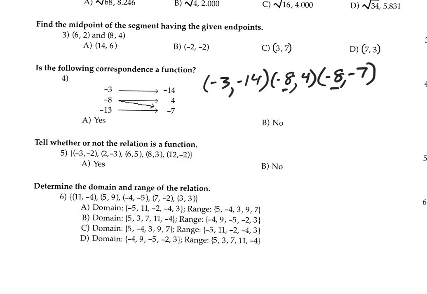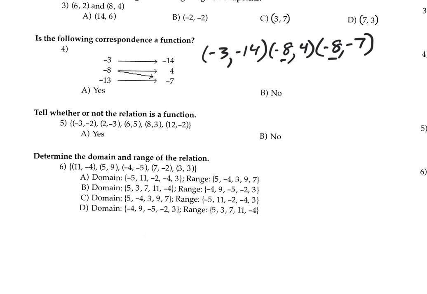Number 5 just has the ordered pairs listed out, so you're just looking at the x values. Number 6 is simply a domain and range question. They don't have to list out the numbers in order, and they don't do that here. So it's just making sure everything's included in your domain and range.